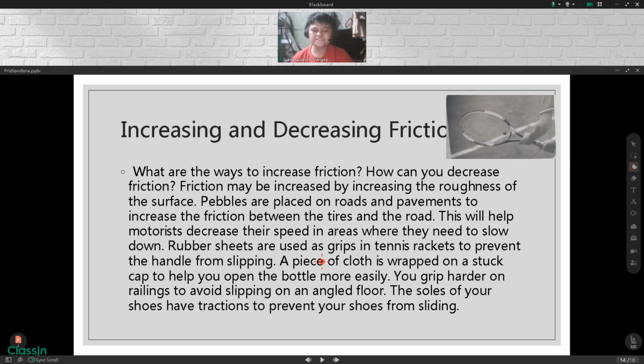Rubber sheets are used as grips in tennis rackets to prevent the handle from slipping. A piece of cloth is wrapped on a stuck cap to help you open the bottle more easily. You grip harder on a railing to avoid slipping on an angled floor. The soles of your shoes have traction to prevent your shoes from sliding.